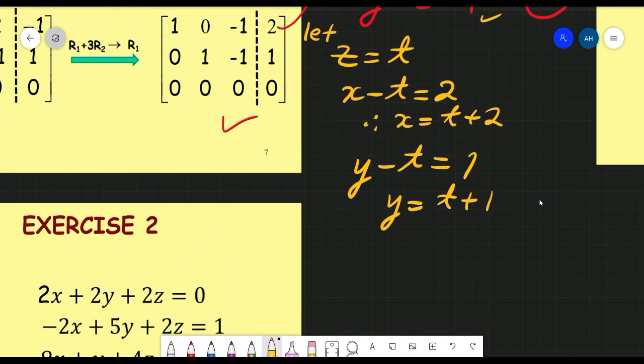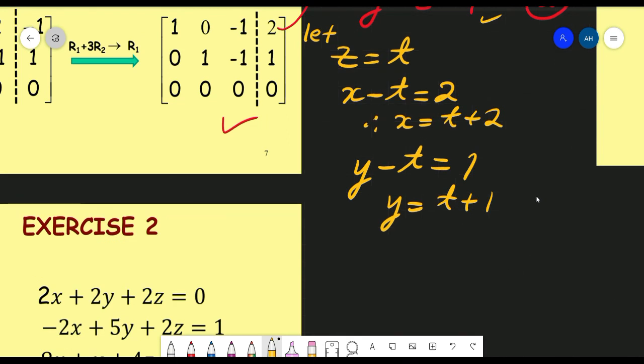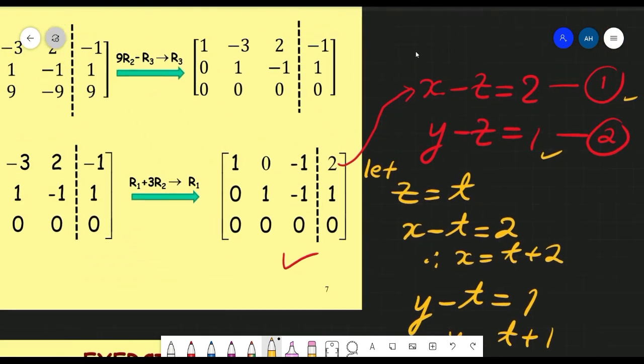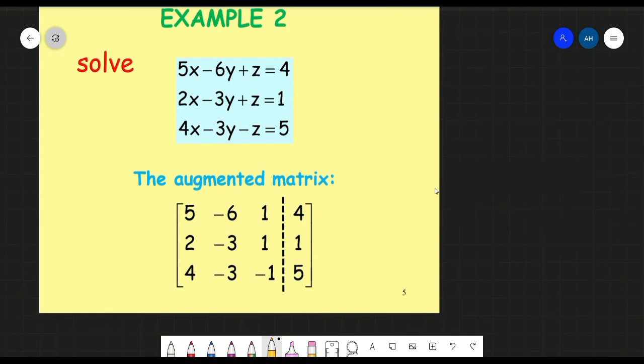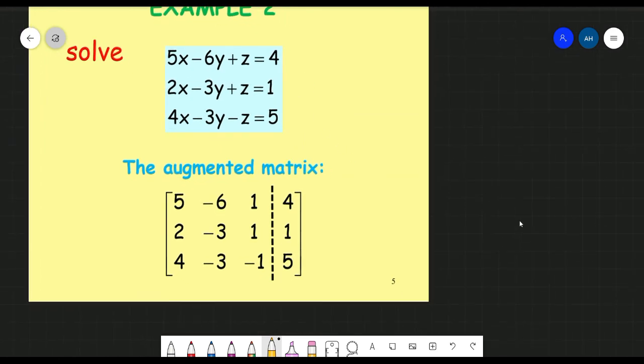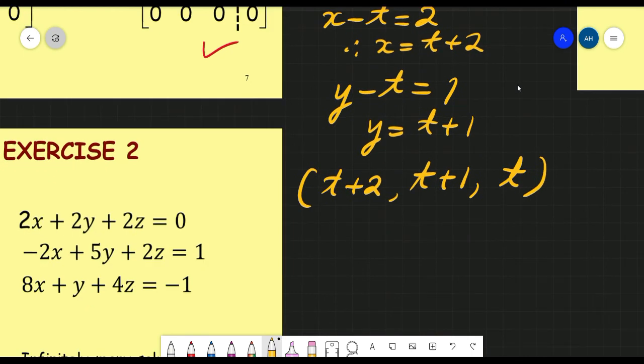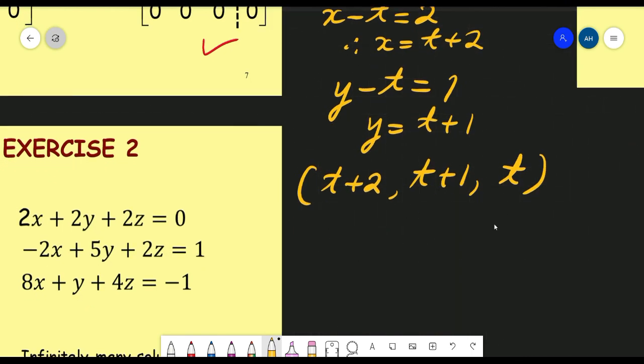So let's write down the solution in the form of coordinates like this. We have the value for x, and then y, and then z. So for x we have t plus 2, y is t plus 1, and z is equal to t. This will be the solution of this system of linear equations. This system of linear equations has infinitely many solutions. Where is the solution? This one. You see we have a lot. That is infinitely many solutions.